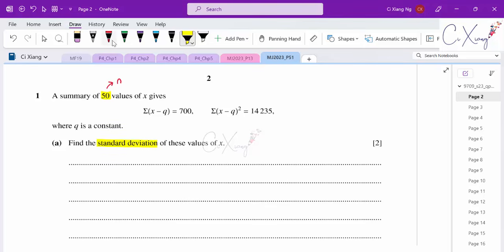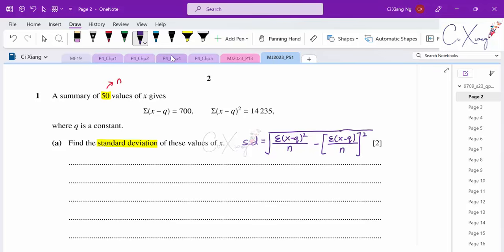Right, so when we're having this data, it is basically using the coding method, where the general formula for the standard deviation will be, maybe I put it in this way. The general formula is the standard deviation equals the summation of x minus q squared divided by n, then minus the summation of x minus q divided by n, and we square this whole fraction. And for standard deviation, of course, we need to take a square root.